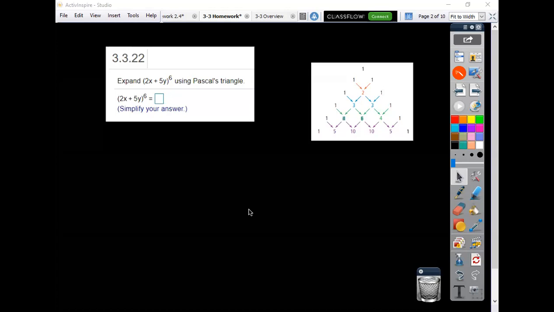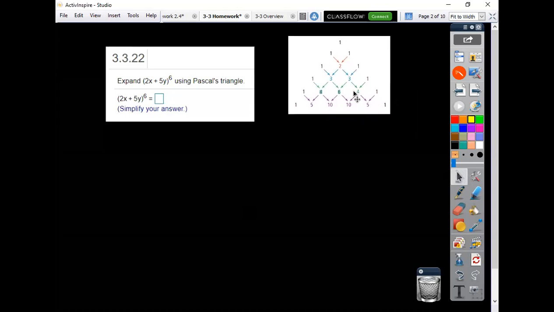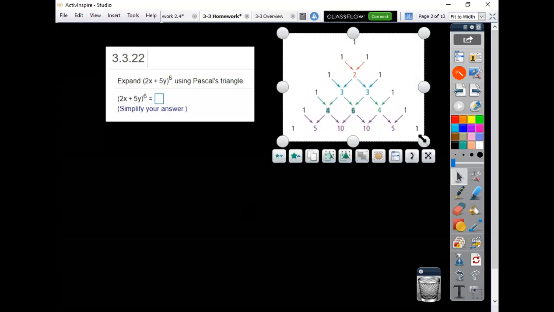Okay, problem 3.3.22, expanding out using Pascal's triangle. So I've got the Pascal's triangle that I used in the overview over here. And the first thing that I would look at here is the fact that I've got a 6th degree up there, power of 6.